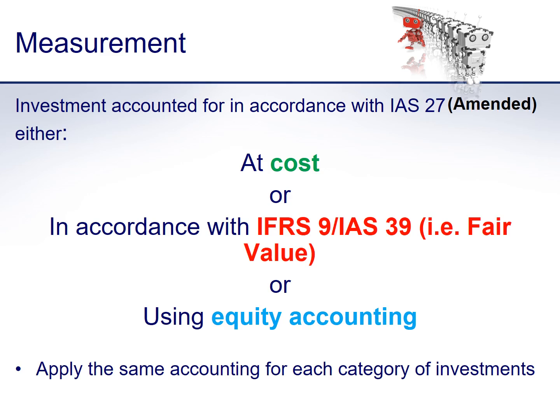That's an accounting policy choice. The choice isn't available on an investment by investment basis. It must be applied to each category of investments. So for example, subsidiaries can all be at cost less impairment, joint ventures can be at fair value, and associates can be equity accounted, should it choose to do so.